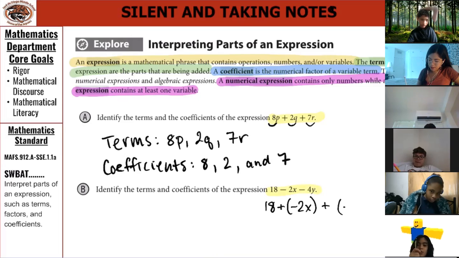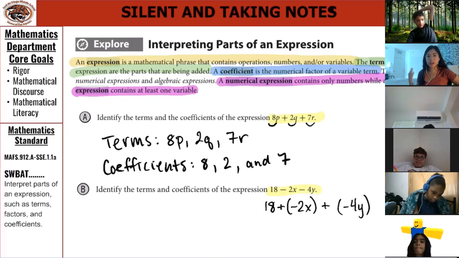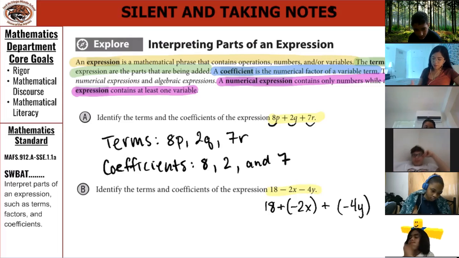plus negative 4y. And I'm just doing that so that I can show the same exact expression using addition instead of subtraction. Because remember, the terms are separated by addition. So it's important to, if you see subtraction symbols, think of it like you're adding a negative number. It's the same thing, we're just writing it a different way. So when I do that, now it's a little bit easier to see what are my terms.